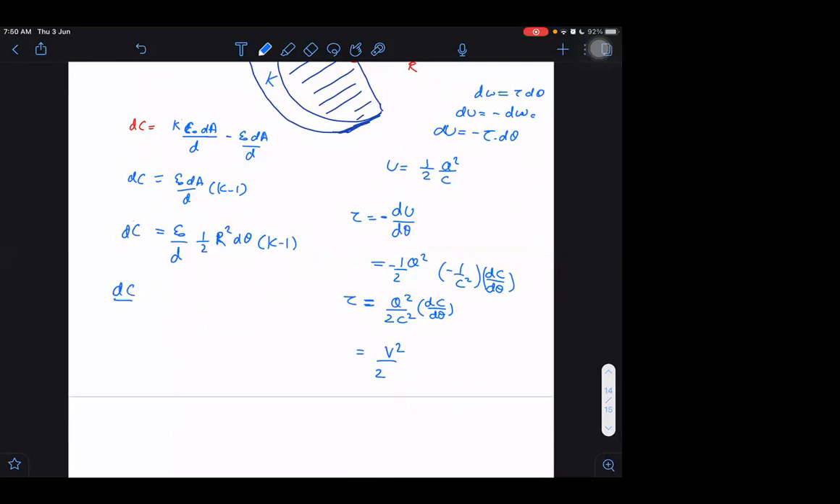What is dC divided by d theta then? Epsilon naught by 2d, yes, epsilon naught by 2d into r square into K minus 1. So just let us put this value here: epsilon naught by 2d into r square into K minus 1, and this is our answer.